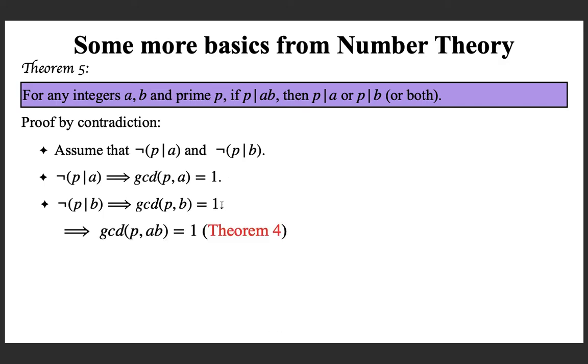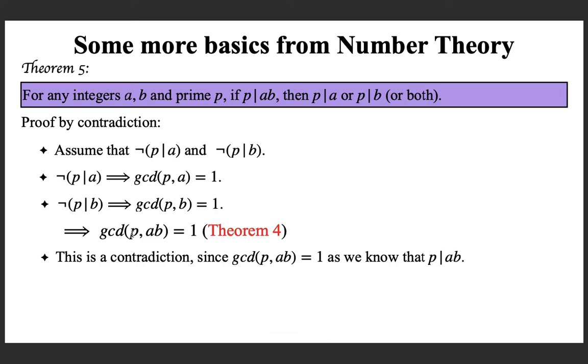Now from the previous theorem we know that whenever p is relatively prime to both a and b, p must be relatively prime to the product ab. Then it contradicts the fact that p divides ab. If p divides ab, the GCD must be p, not 1. So this is a contradiction, because we are getting the GCD as 1. If they are relatively prime, they cannot have this condition where p is dividing ab. That means the common factor is p, not 1. But here we are getting the greatest common factor as 1. That is a contradiction. I hope it is clear.